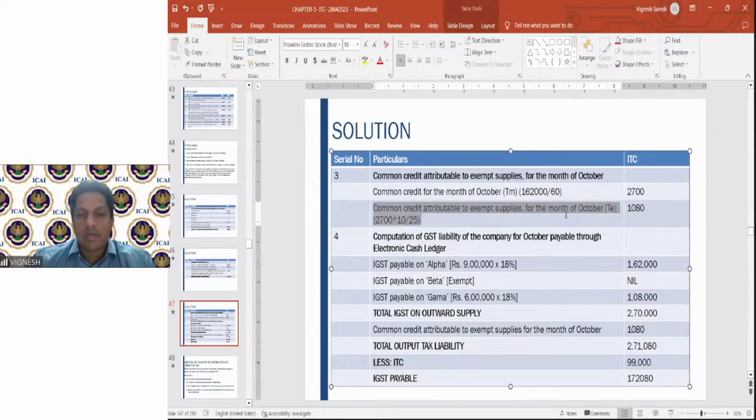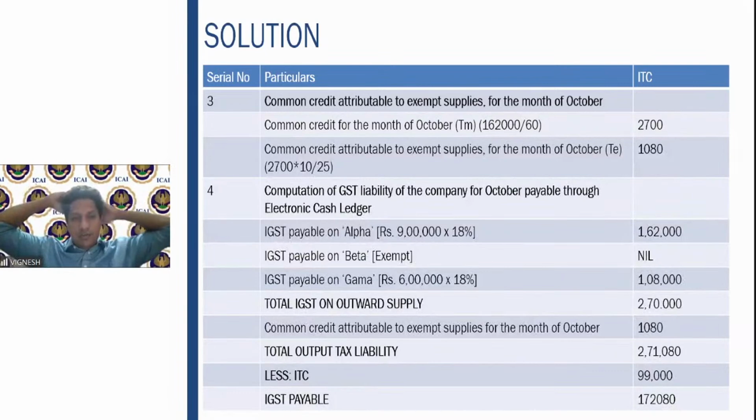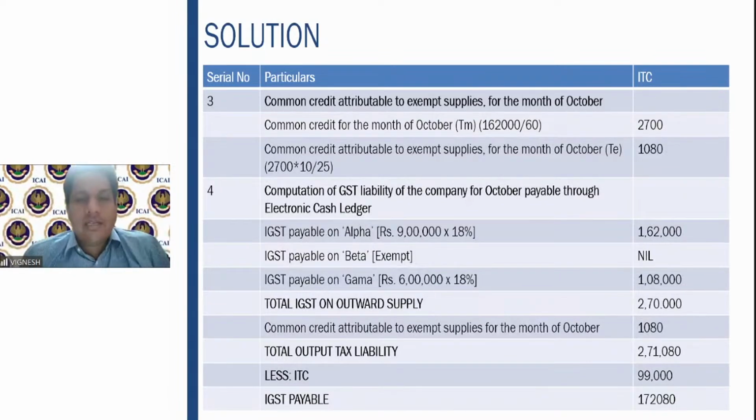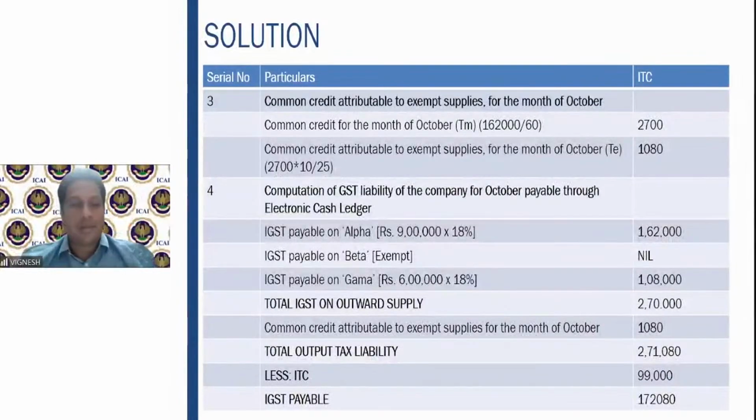So once you get the common credit attributable to exempt supplies for this particular month, we can calculate the GST liability. What is the GST liability? Turnover of alpha 9 lakhs into 18%, 1,62,000. Beta is now exempt, so nothing. 6 lakhs into 18%, 2,70,000 is the IGST on outward supply. From this, what is the common credit attributable to exempt supplies? Once you find out that, you have to add it to the output tax liability. So you add it to the output tax liability. Then you reduce the ITC what you claimed. ITC what you claimed is the first point. You reduce the ITC what you have claimed, and the balance IGST payable is 1,72,080.